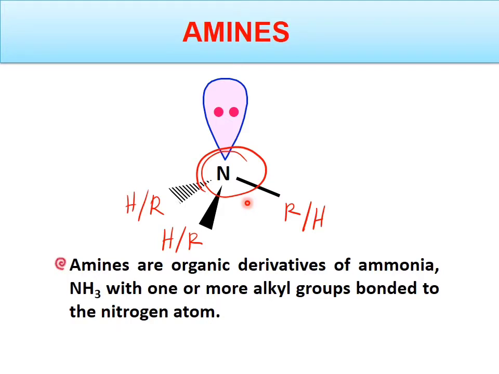So nitrogen has 3 bonds. Okay, why? Because actually the nitrogen atom consists of a lone pair. Alright.